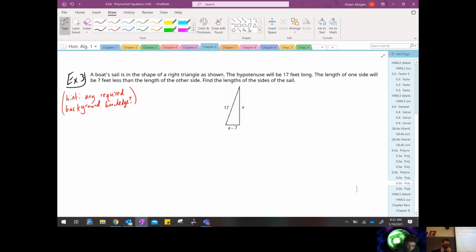I've got a little hint over here. And it says, is there any required background knowledge? Okay, what is that required background knowledge? The word hypotenuse makes me think.